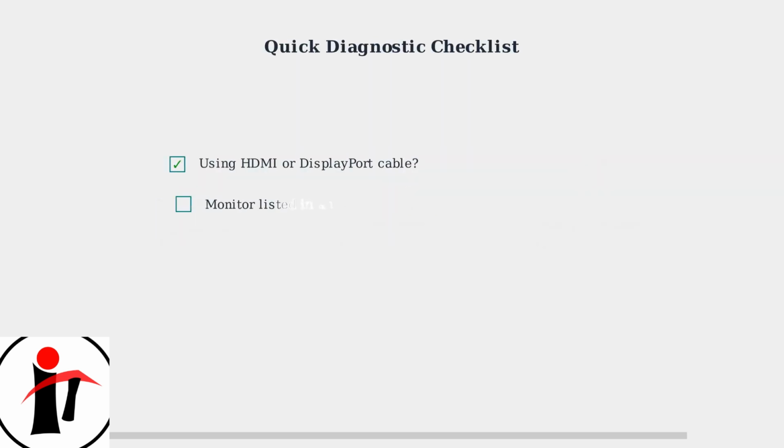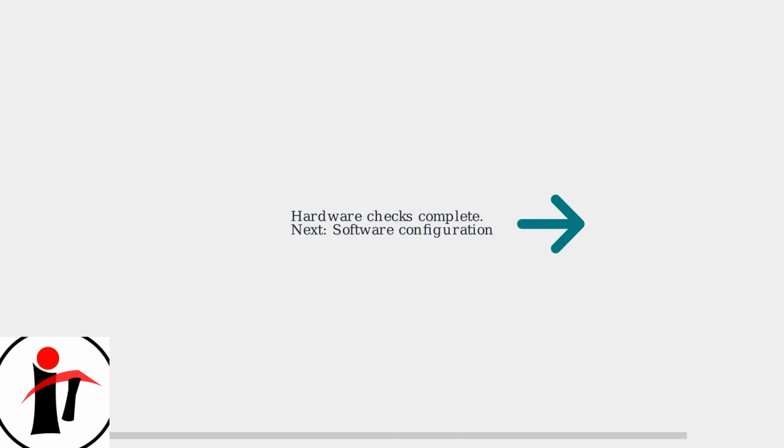Here's a quick diagnostic checklist to identify the problem. First, confirm you're using an HDMI or DisplayPort cable for audio support. Second, check that your monitor appears as an audio device in your system settings. Third, verify the volume is not muted and is set to an audible level. These basic hardware checks resolve most Sceptre monitor audio issues.